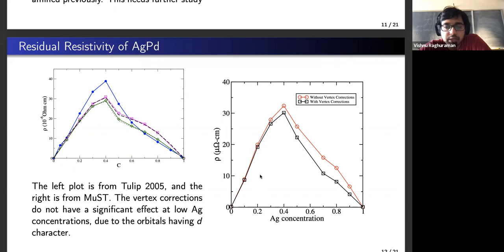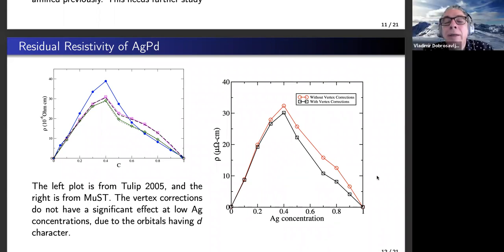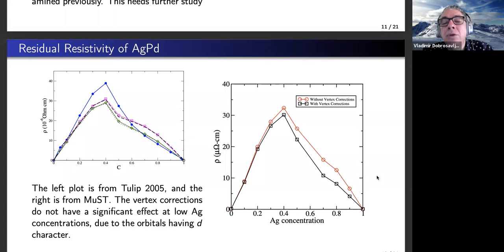So as was mentioned, when you have palladium rich, your Fermi energy has mainly just D character, and you don't really see the effect of vertex corrections. Whereas as you go towards silver rich regions, you have more S character, and you can see that there's a significant impact of including the vertex corrections. But there's a separate question not related to that.